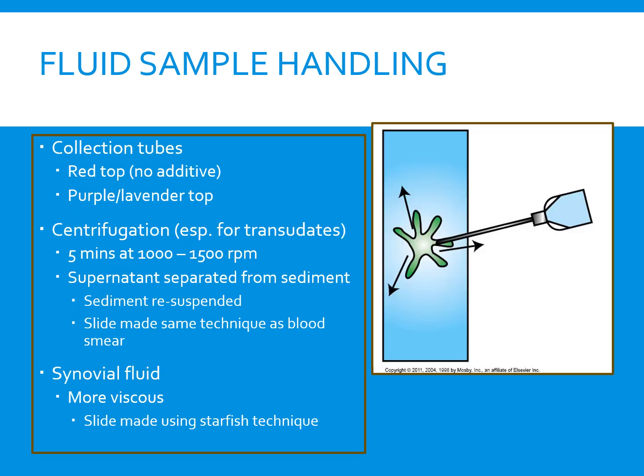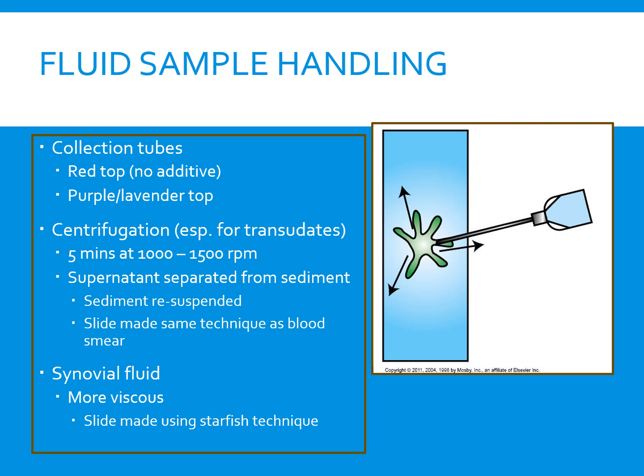Generally, these fluid cytology samples are sent out to a lab, and as I mentioned before, you usually collect the fluid in a no additive tube and an EDTA tube. Sometimes for transudates, we centrifuge them down, and this would be done for 5 minutes at 1,000 to 1,500 RPMs, that's the speed. And afterwards, the supernatant is separated from the sediment and analyzed for total protein.